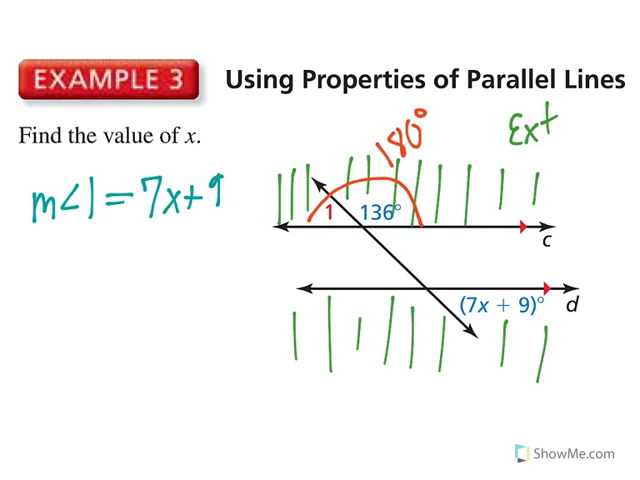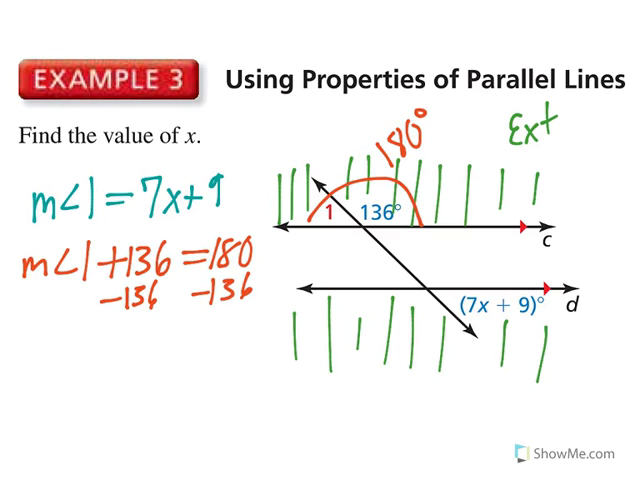So I can write this out as an equation, and I can write that the measure of angle 1 plus 136 is equal to 180. Now I just have to solve. So I need to get my measure of angle 1 by itself. So I subtract 136 from both sides. I get the measure of angle 1 is equal to 44.